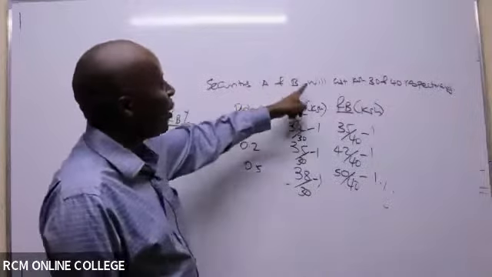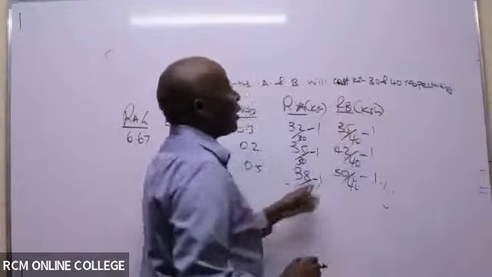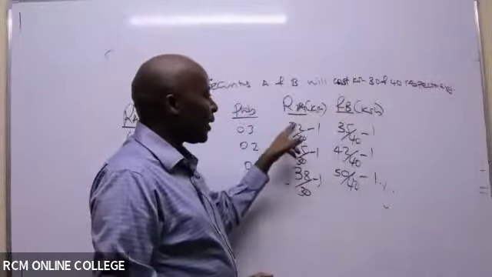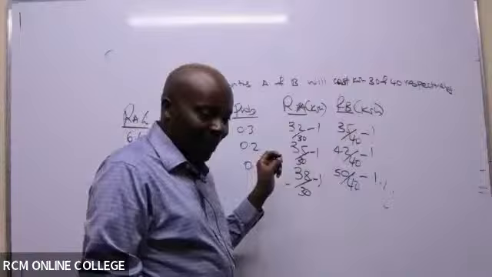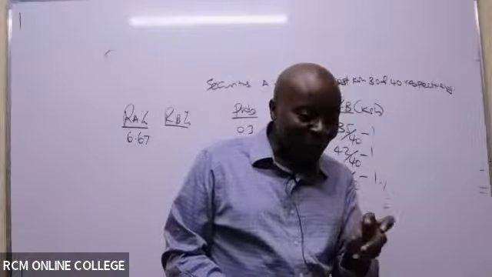Securities A and B will cost... The handwriting is the worst in the world. A is costing 30. And now these are like the market prices, these are like the selling prices.